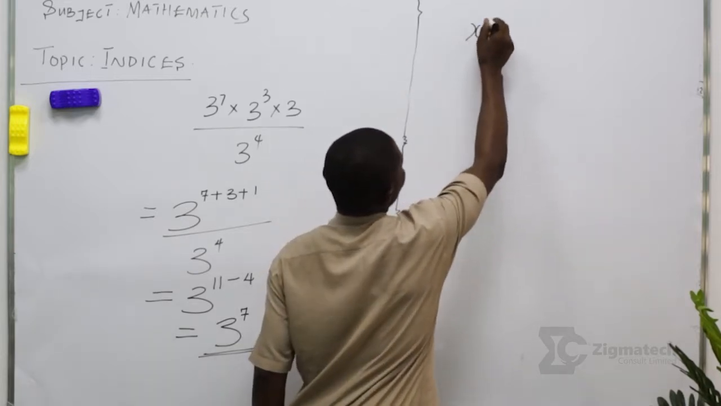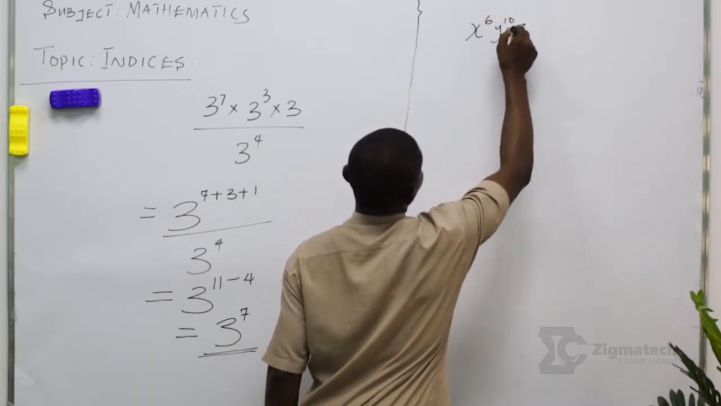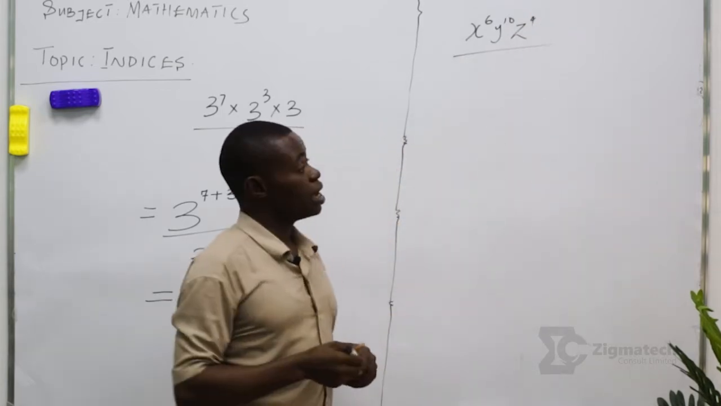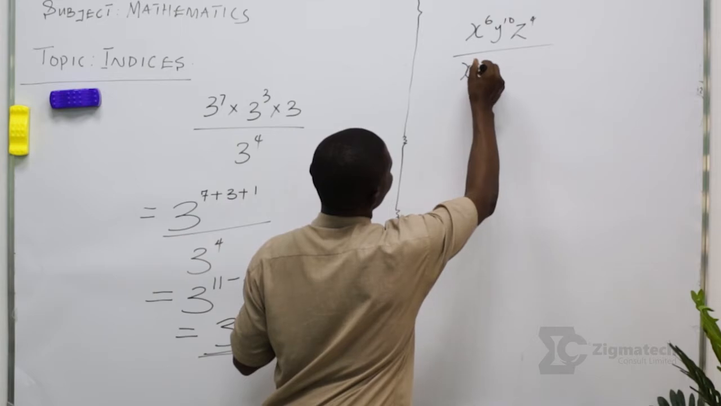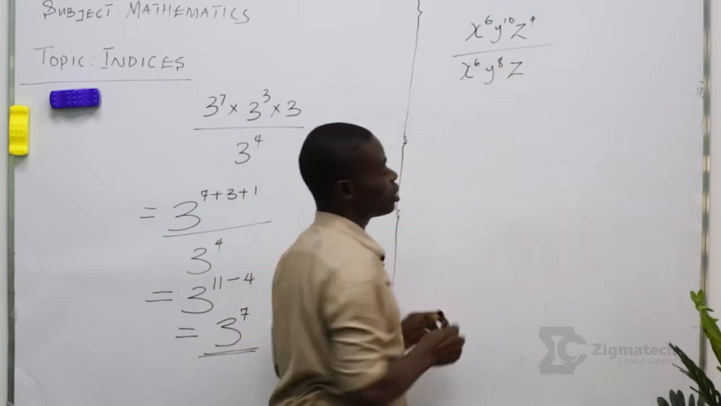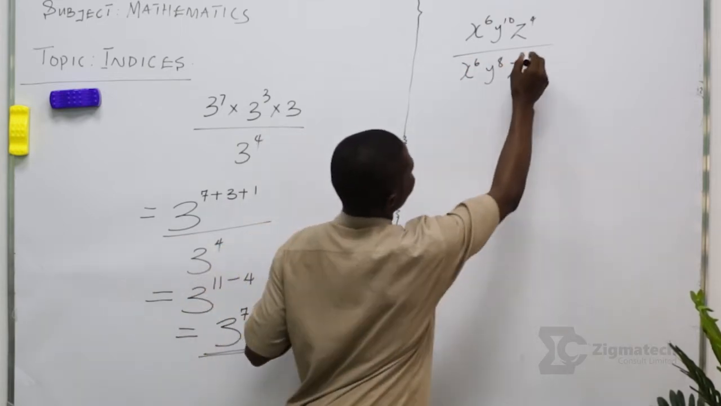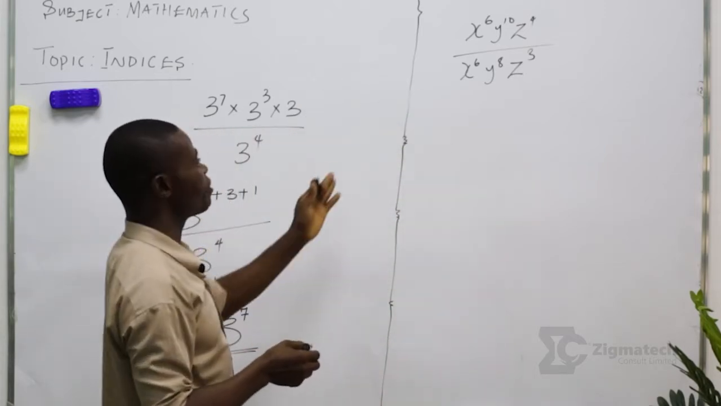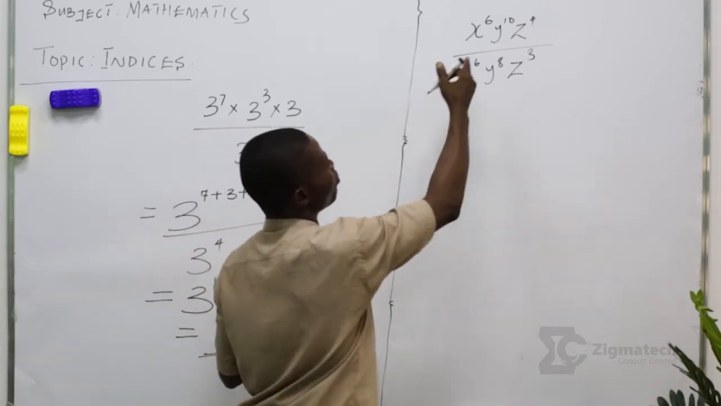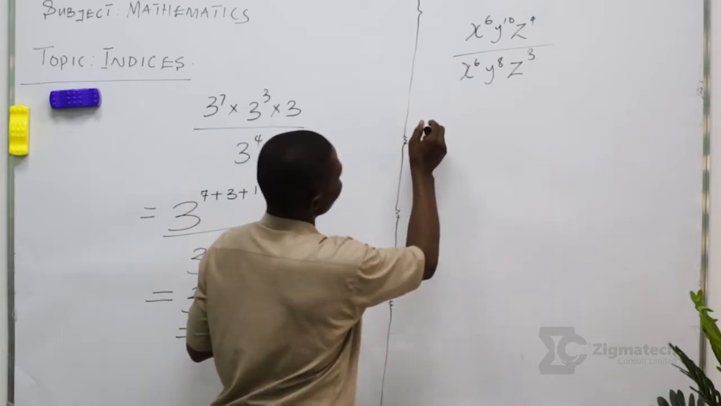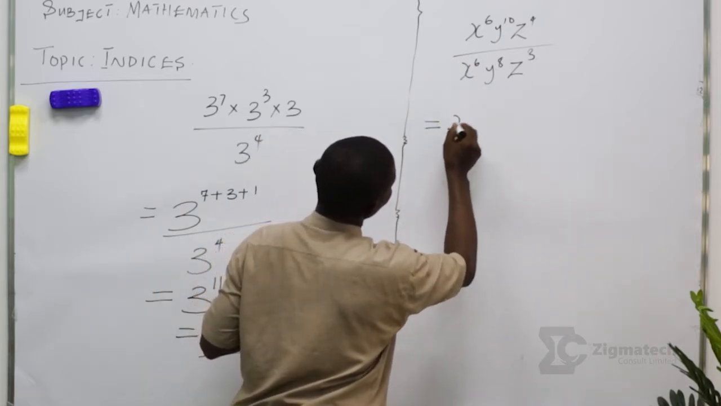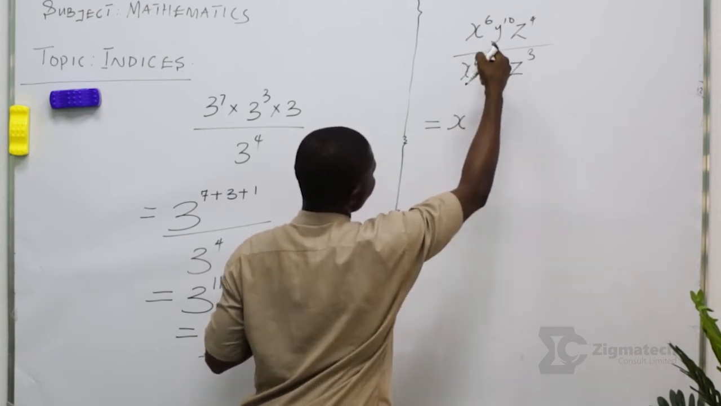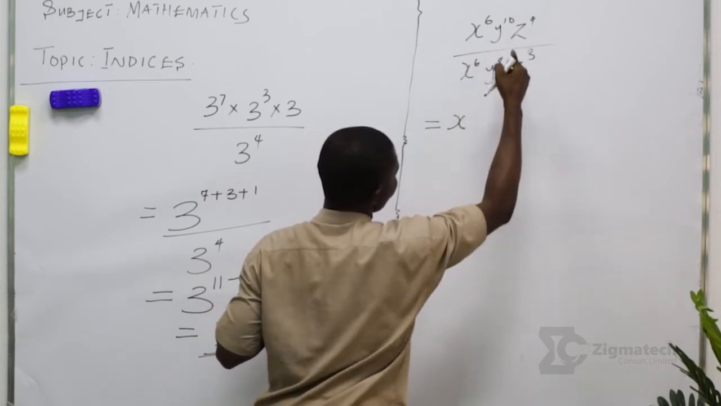Simplify x raised to the power 6, y raised to the power 10, z raised to the power 4, divided by x power 6, y power 8, and z power 3. This time around, we'll have just alphabets alone, but different variables. We'll have x, we'll have y, we'll have z. Look at x, we'll have x down. We'll have y here, y down. We'll have z here, z down.